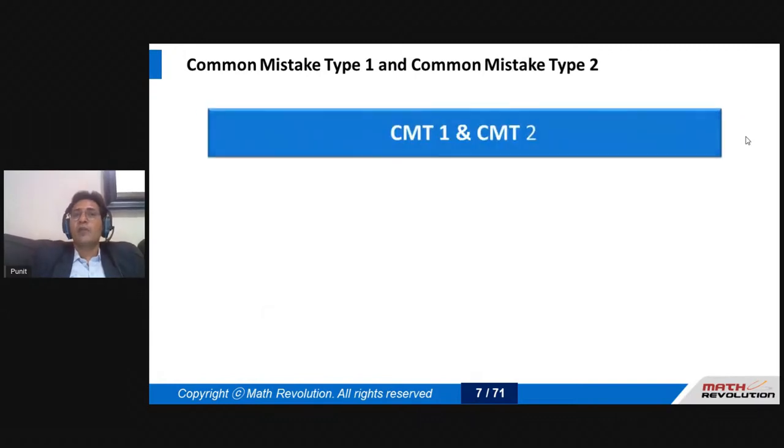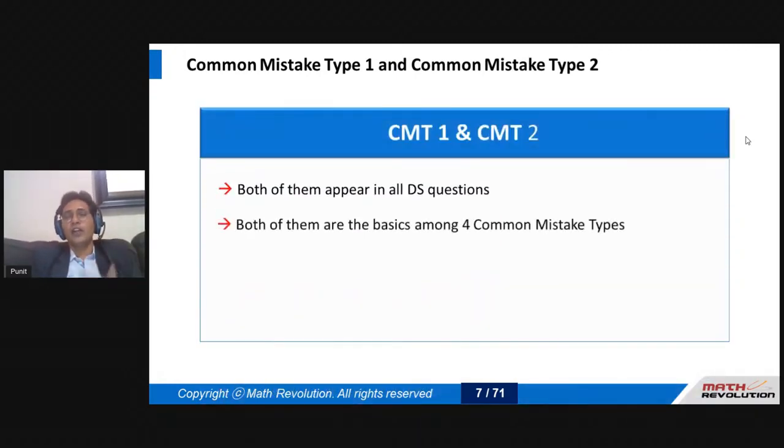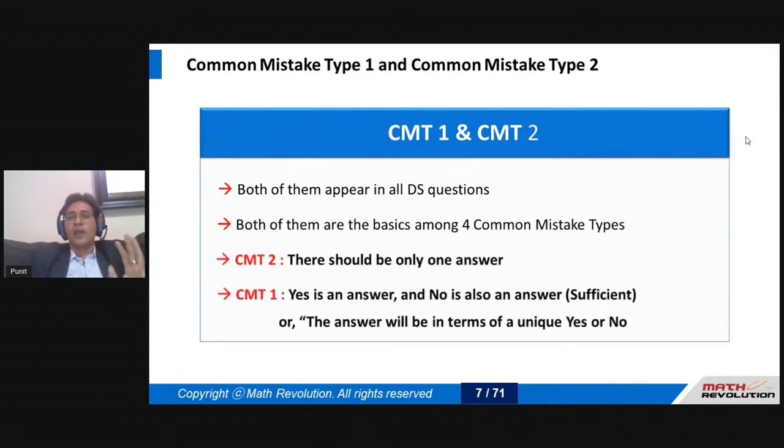Common mistake type 1 and common mistake type 2 will appear in all the DS questions definitely, and it's very basic. The major important thing that you have to remember is that the answer is always 1. So if you're getting a yes and a no at the same time, that is a maybe situation. But if you're getting no, no, or yes, yes, it is an answer. And no is still an answer.